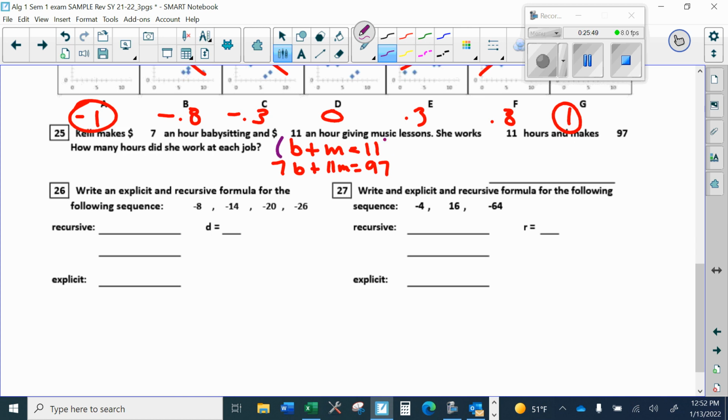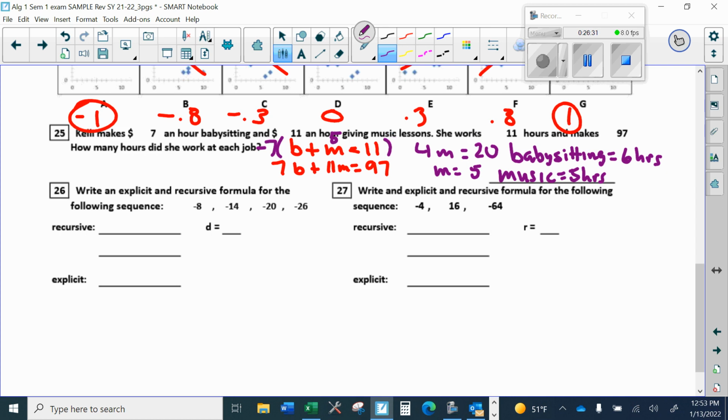So I'm going to multiply the top row by -7. So I get -7b plus 7b is 0, -7m. So I have 11m minus 7m is 4m. And I have 97 minus 77 is 20. So m equals 5. So music is 5 hours. And then I knew 5 plus what is 11. Babysitting is then 6. 5 plus 6 is 11. Okay.